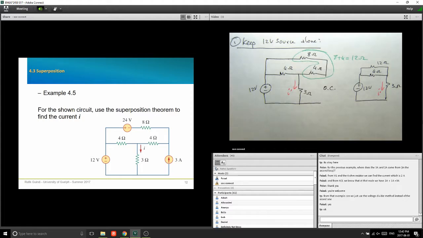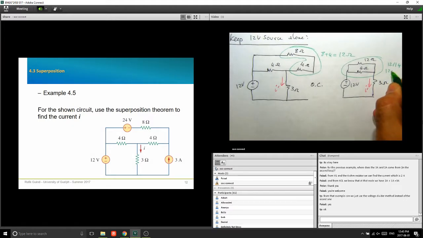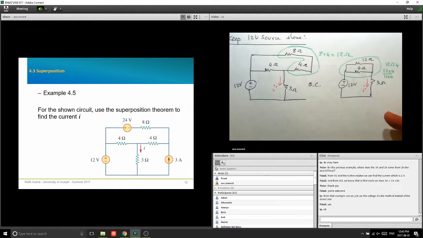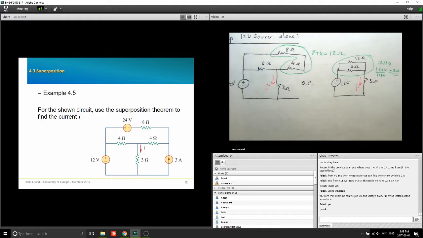Can I simplify it further? Any other resistors that I can take together? 4 ohm and 4 ohm. These here, they're in parallel, so I have 12 parallel with 4, right? So that's 12 times 4 over 12 plus 4. That's 3 ohm. Okay, nice. What do you have now?